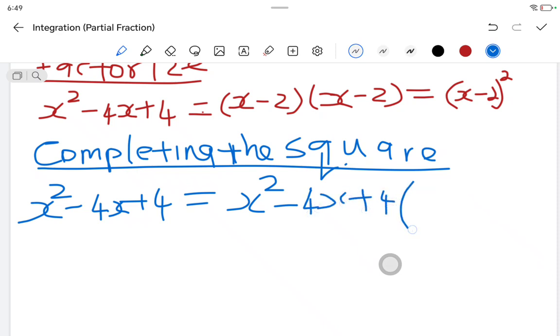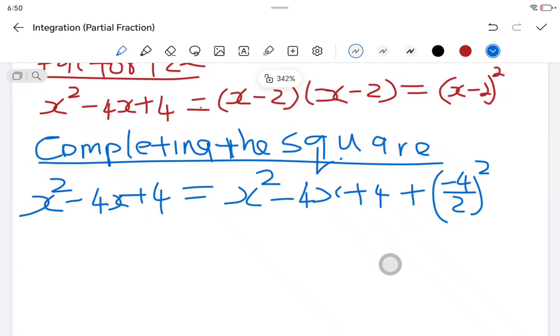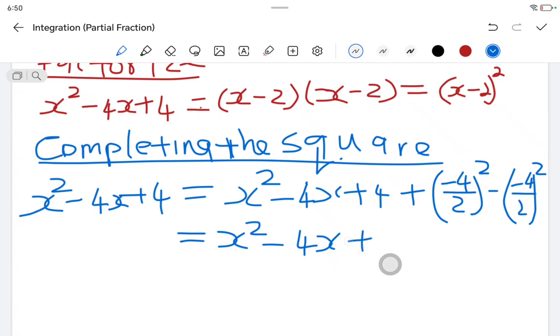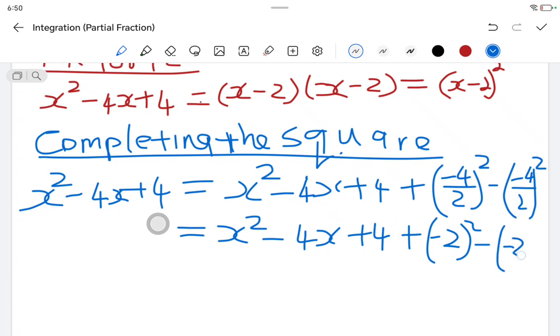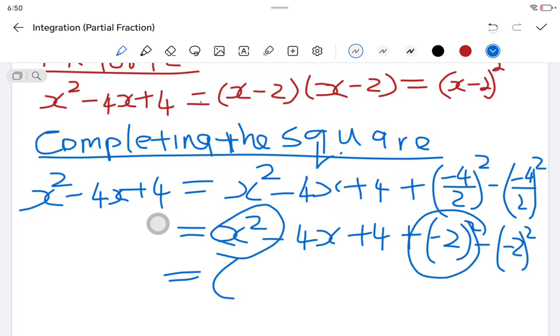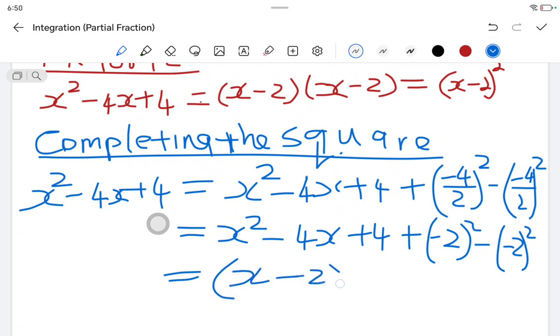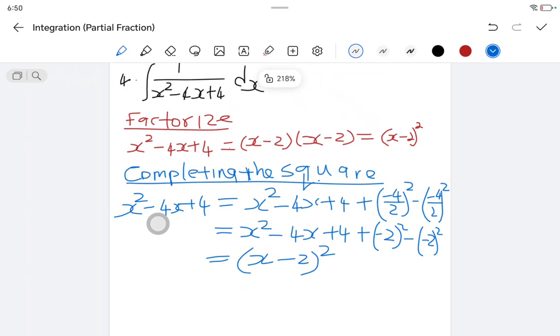We're just going to add the minus 4 over 2 squared and subtract it. Minus 2 squared, minus 2 squared. So remember I said that we are only interested in these two, right? x minus 2 squared. So that's what we get when we complete the square.